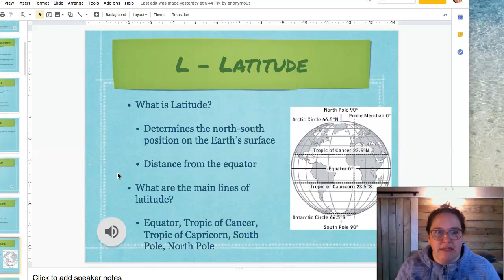So here's the main lines of latitude. So here's the equator. And then we had done this before. This should be a review for you. We have this section between the equator and this line is called the Tropic of Cancer. Between the equator and this line is the Tropic of Capricorn. Between the Tropic of Cancer to this line here is actually called the temperate area, temperate north. And from the Tropic of Cancer to this line, it's called the temperate south.